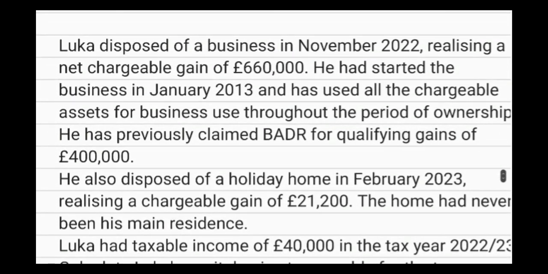Now next question: Luca disposed of a business in November 2022, realizing a net chargeable gain of 6,60,000. He had started the business in January 2013 and has used all chargeable assets for business use throughout the period of ownership. He has previously claimed BADR relief for qualifying gains up to 4 lakh.